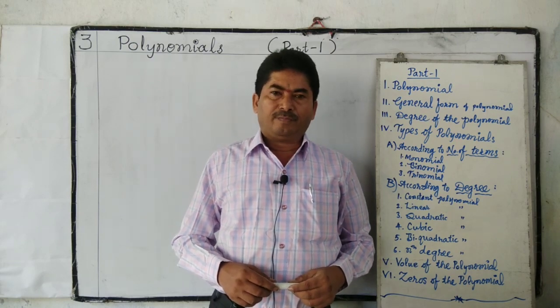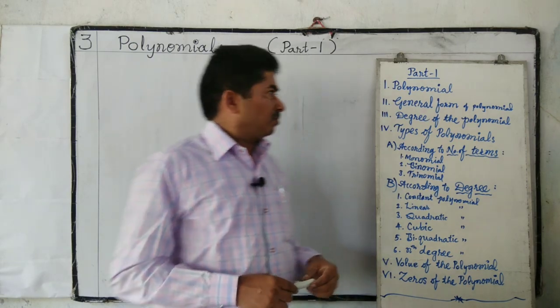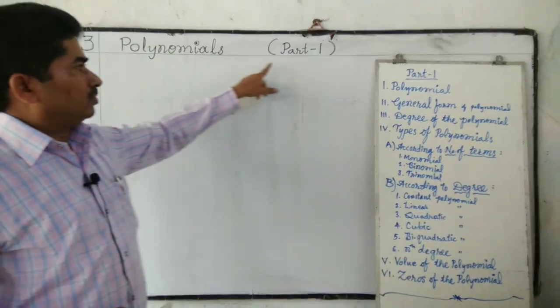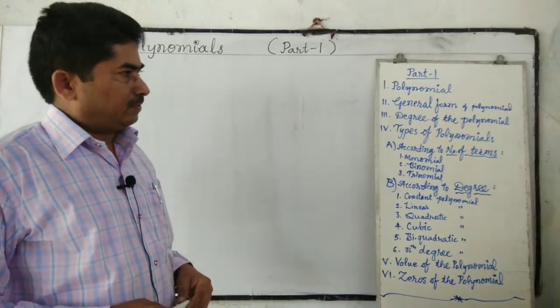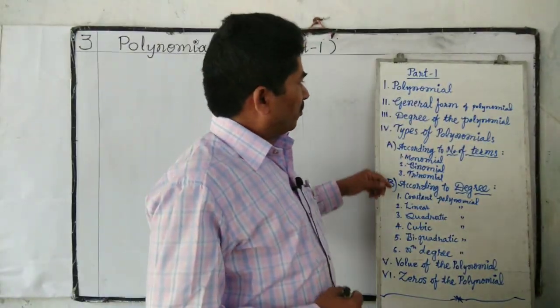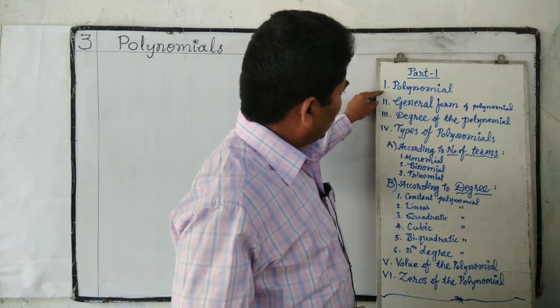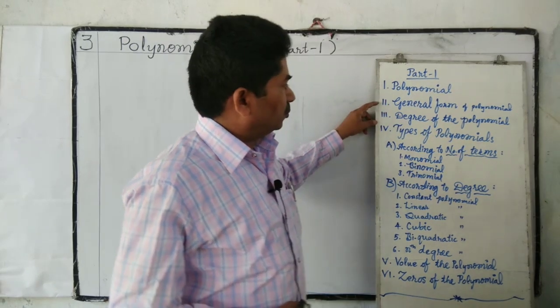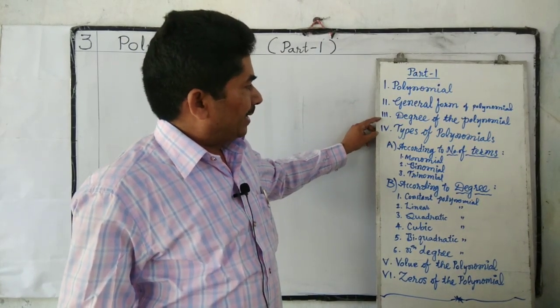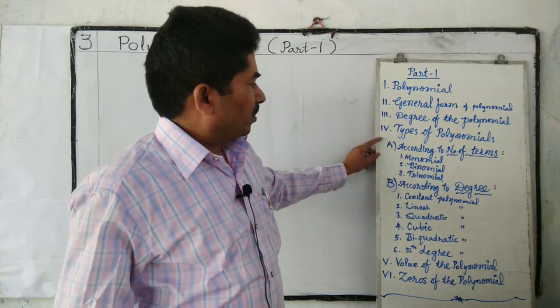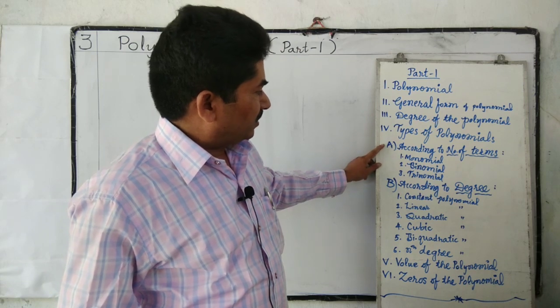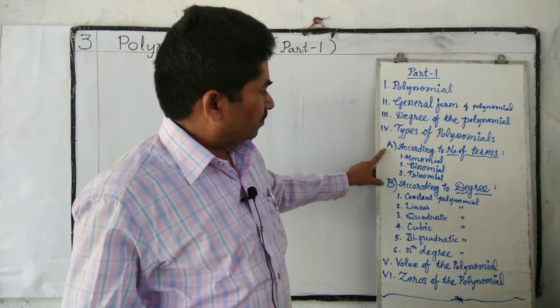In this video, I would like to teach you chapter 3 polynomials. This is a part 1 video on this polynomials. In this part 1, we are going to learn polynomials, general form of a polynomial, degree of the polynomial, types of polynomial. In these types of polynomials, there are two types.